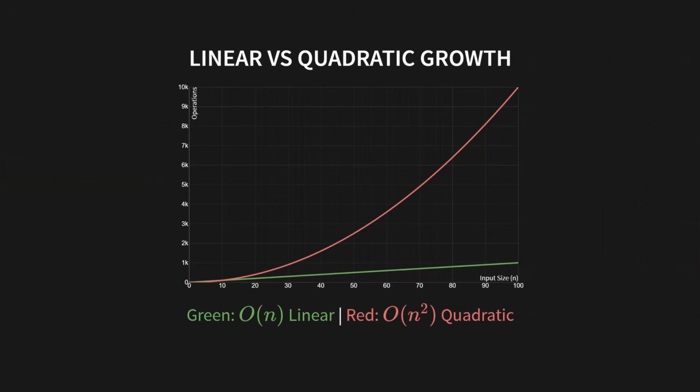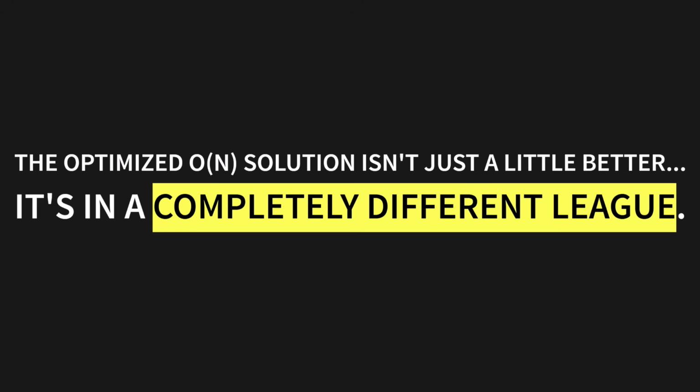You can see it right here in this graph of linear versus quadratic growth. The green line, that's our O of n. It's linear, predictable. That red line shooting for the sky, that's O of n squared. The difference is unbelievable. The optimized O of n solution isn't just a little better. It's in a completely different league.